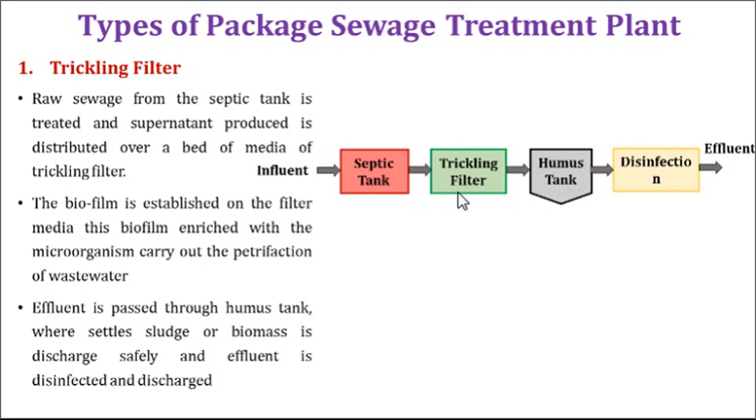Then the effluent is passed to the humus tank, where settled sludge or biomass is discharged safely, and the effluent is disinfected and discharged, or may be reused for different purposes.